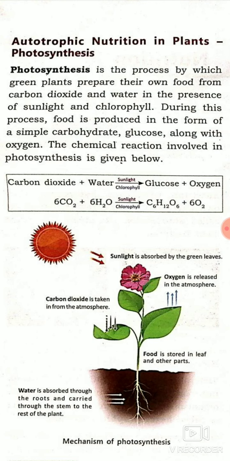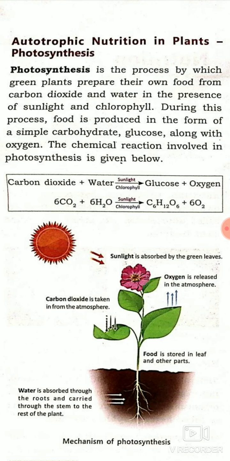Hope you all have learned well about autotrophic and heterotrophic nutrition. In this video, we will study the detailed process of photosynthesis. As we studied yesterday, green plants prepare their food by themselves. That process is known as photosynthesis. It means that with the help of carbon dioxide, water, sunlight, and chlorophyll, green plants prepare their food on their own.